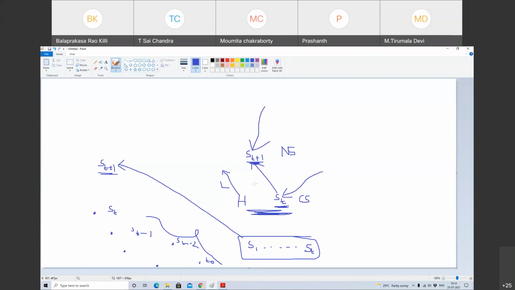So let me give an example here. What are the different states? What is Markov state and what is non-Markov state? Markov state means what? If you know the current state, you should be able to determine the next state. What is non-Markov state? If you know the current state, the next state cannot be determined from the current state.